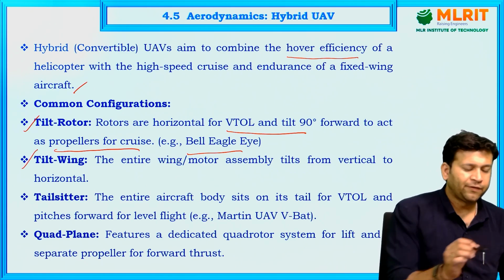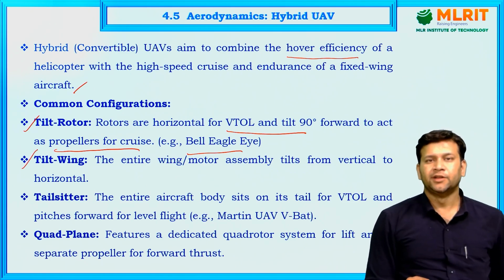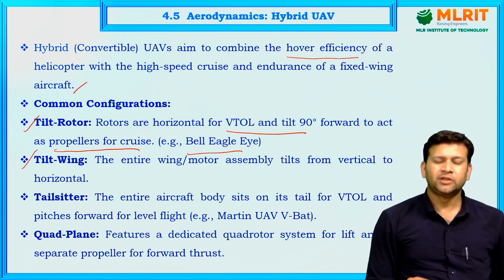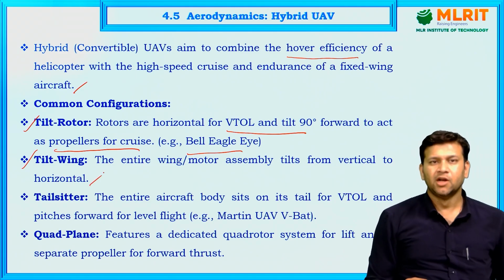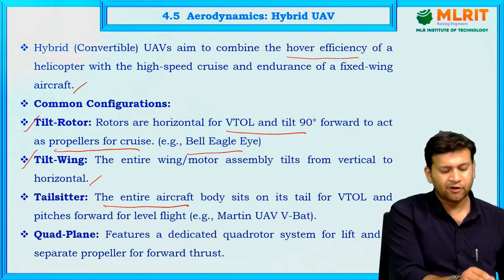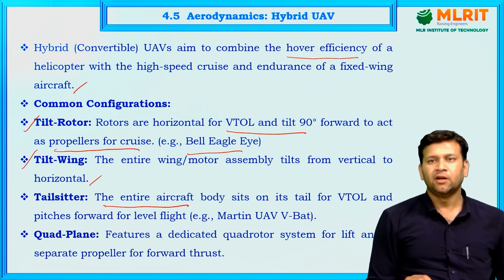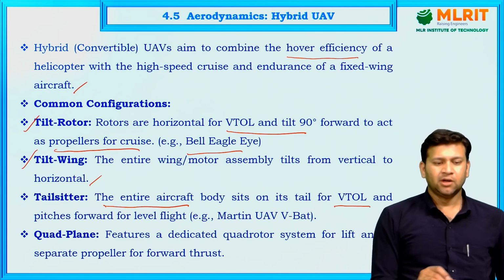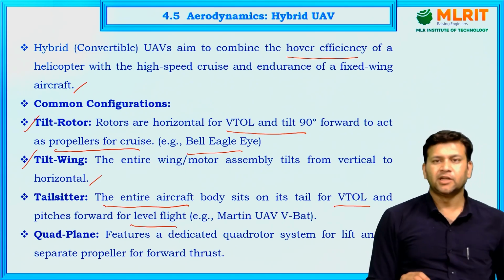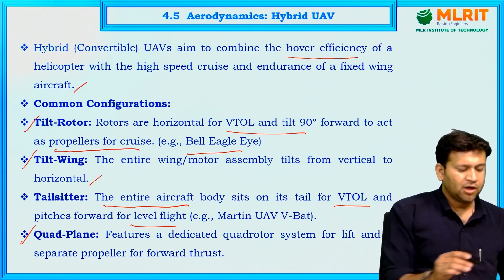Then the second configuration is tilt wing. The entire wing or the entire motor assembly tilts from vertical to horizontal. This is another configuration. Tail sitter is the third configuration in these hybrid unmanned aerial vehicles, where the entire aircraft body sits on its tail for vertical takeoff and landing and pitches forward for level flight. Example, Martin UAV VBAT.